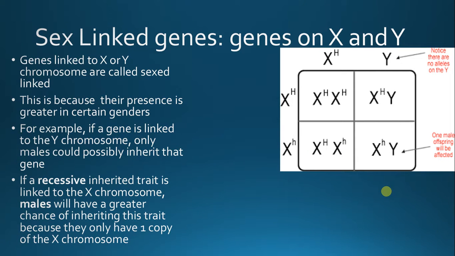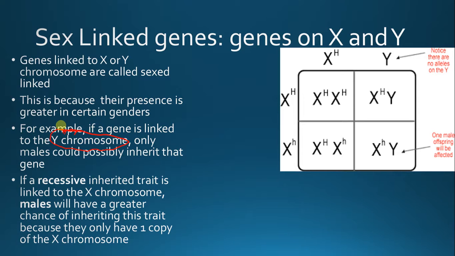So, sex-linked genes is another name for genes that are linked to the X or Y chromosomes. This is because their presence is greater in certain genders. For example, if a gene is linked to the Y chromosome, that means only males could possibly inherit that gene. So, for example, if there is a disorder that is only on the Y chromosome, only males will be affected by it. Women don't have a Y chromosome, so they can't inherit that trait.